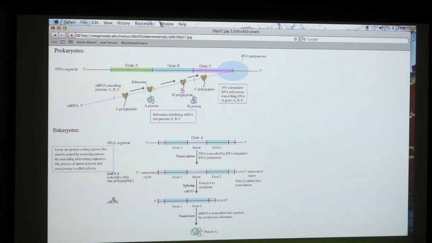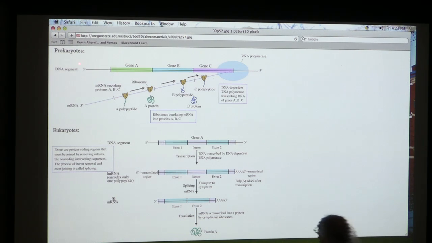Excellent. So, a gene is a section of DNA that codes for a certain protein. That's a good definition. A gene is a section of DNA that codes for a certain protein. The differences that we will see between prokaryotes and eukaryotes is how they arrange their genes.